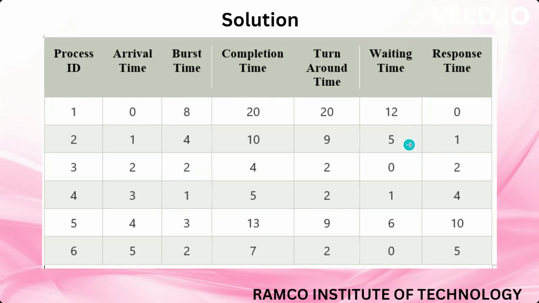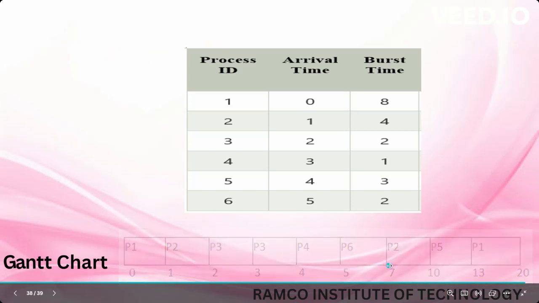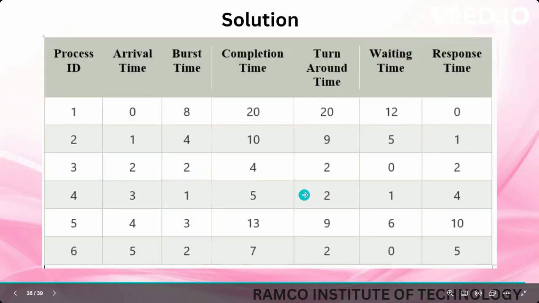So this is the solution for the given example. From the Gantt chart, we can write the completion time of each process. P1 is 20, P2 is 10, P3 is 4, P4 is 5, P5 is 13, P6 is 7. So this is the completion time of each process.